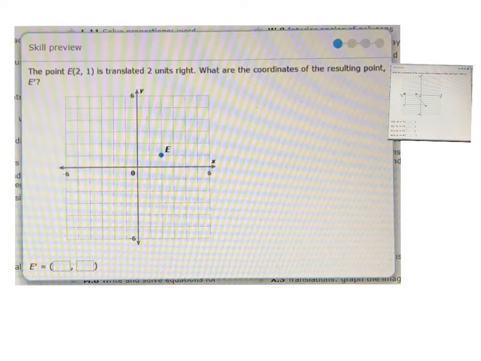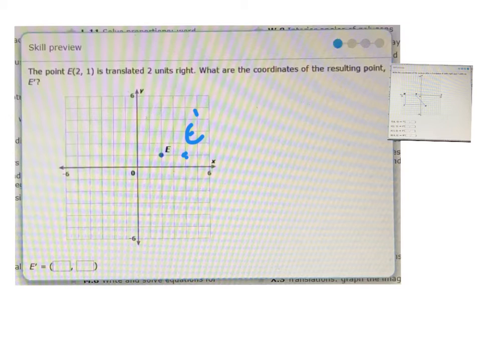In these two last examples, it's getting us to think about the coordinates piece as well. So the point E at 2 and 1 is translated 2 units to the right. What are the coordinates of the resulting point E after the translation? Notice they call it E1, I guess is what's happening there. So we're going to move our point 2 units to the right. 1, 2. So that's going to be right there.